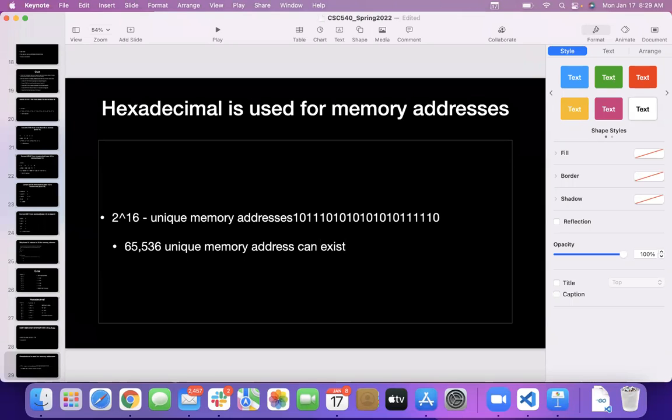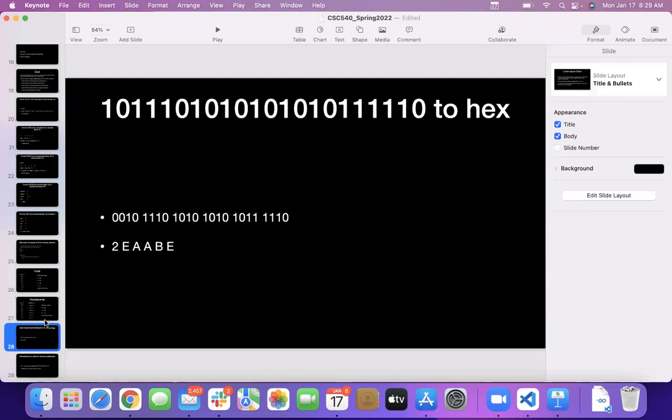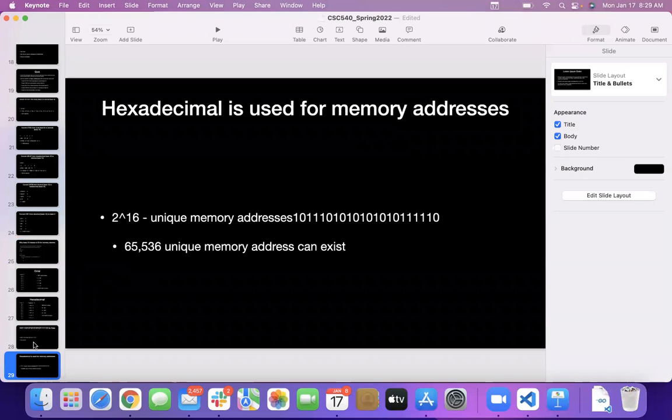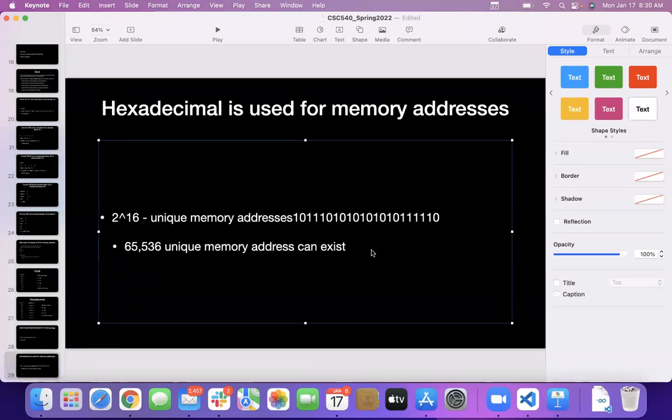Not 65,537. If we have 65,537 houses, we need to go up to base 17. That's what we just saw on the slide when I was talking about the compatibility thing: once we went to the number 8, we went out of 3 bits, we went to 4 bits. So if we're stuck with a base 16 number, which can be represented in 4 bits, we are stuck with a maximum number of unique memory addresses of 65,536.